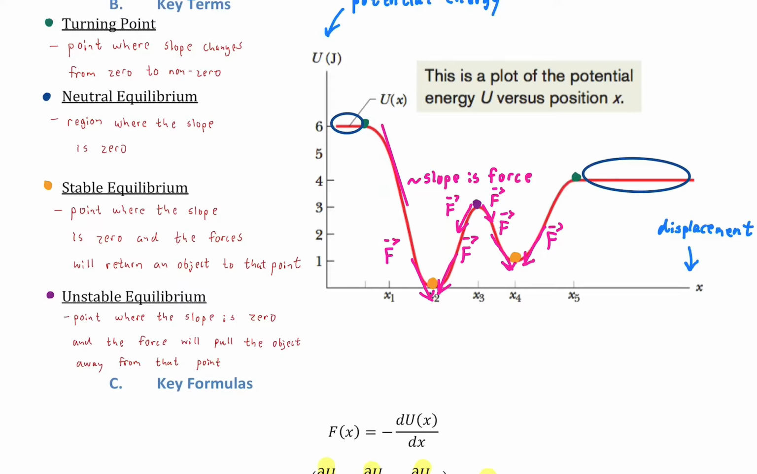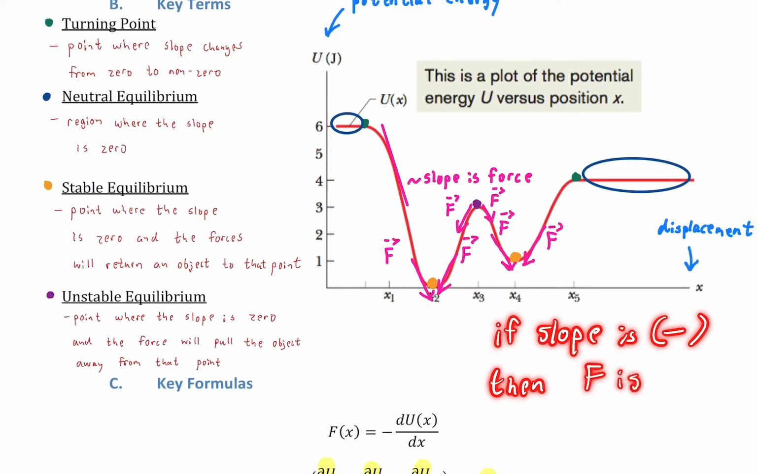So right away the dimensions check out, and also the concept is sound. We'll talk about what it represents. So the slope is force. Here's the thing: if the slope is downwards, that represents a force in the positive x direction. I kind of drew it like a vector here. So if the slope is negative, then the force is positive.